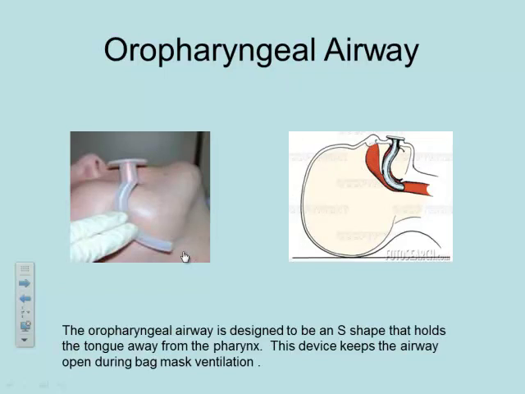The oropharyngeal airway is designed to be an S shape that holds the tongue away from the pharynx. This device keeps the airway open during bag mask ventilation if it is needed for the patient. So this just shows you a picture of the device and how it is placed in the patient's mouth.